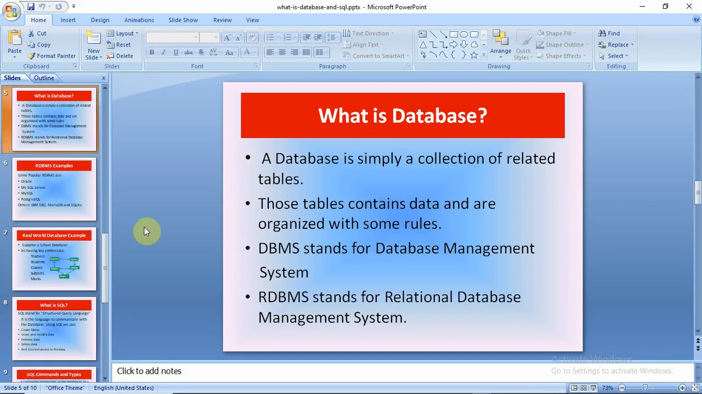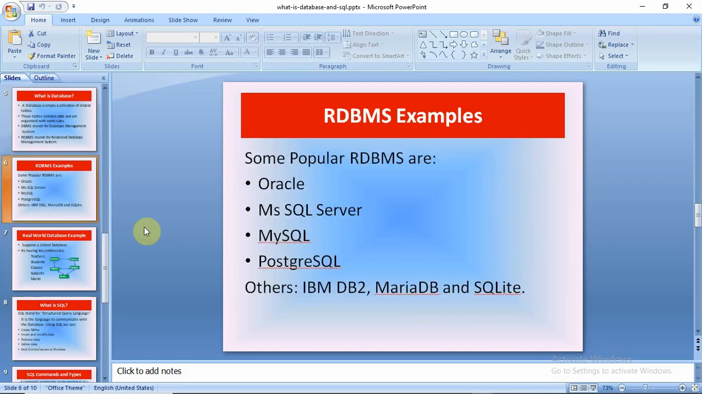So let's understand what is a database. Before we start writing SQL queries, we have to clear some basic ideas or concepts. So a database is simply a collection of related tables. Those tables contain data and are organized with some rules. Now DBMS stands for Database Management System and RDBMS stands for Relational Database Management System.